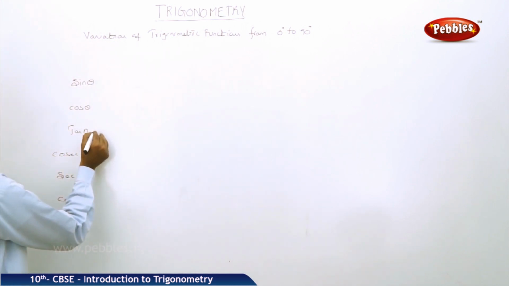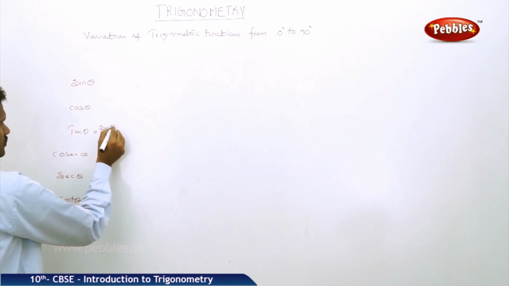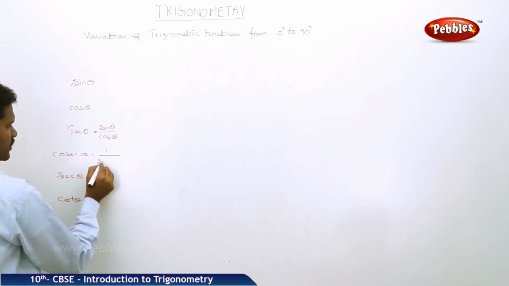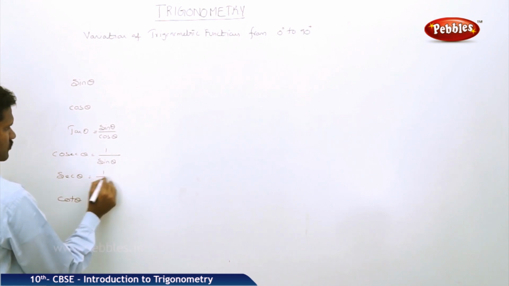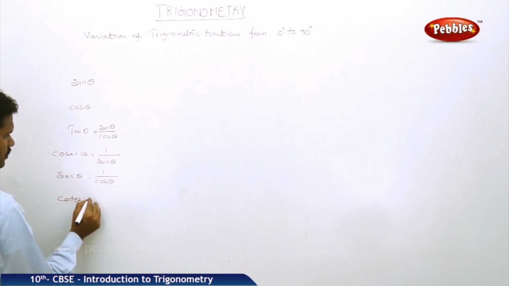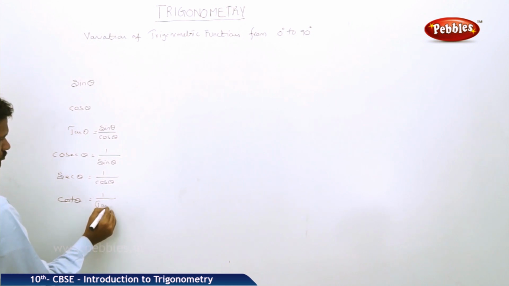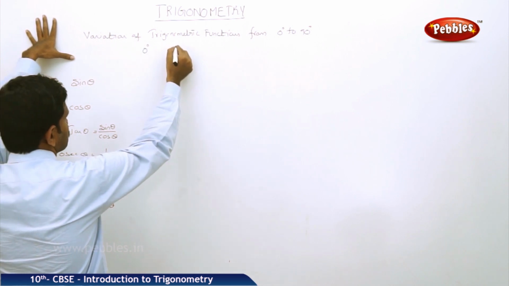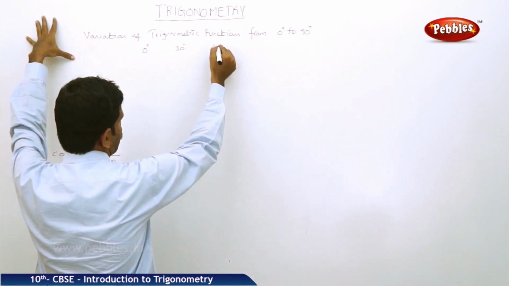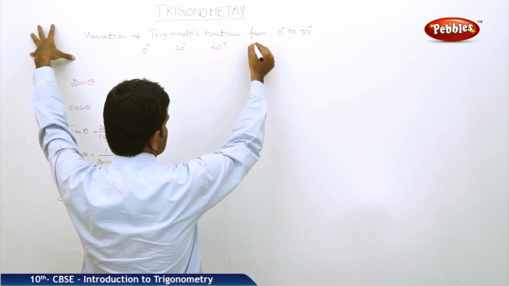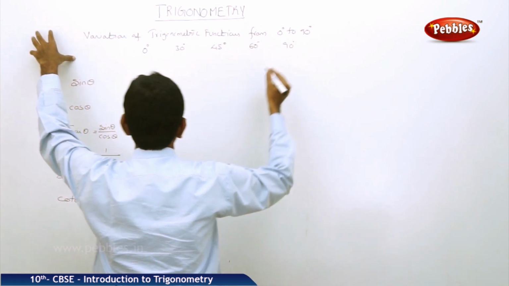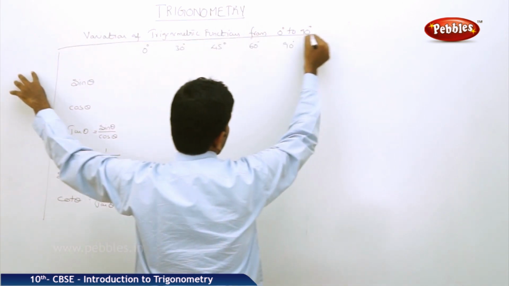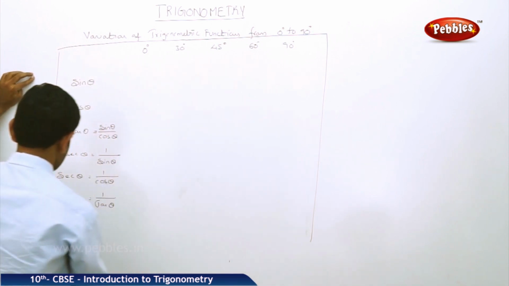We know very well tan theta is nothing but sin theta by cos theta, cosecant is 1 by sin theta, secant is 1 by cos theta, cot is 1 by tan theta. Now, 0 degrees, 30 degrees, 45 degrees, 60 degrees, and 90 degrees. Now, we will prepare the values of these trigonometric functions.